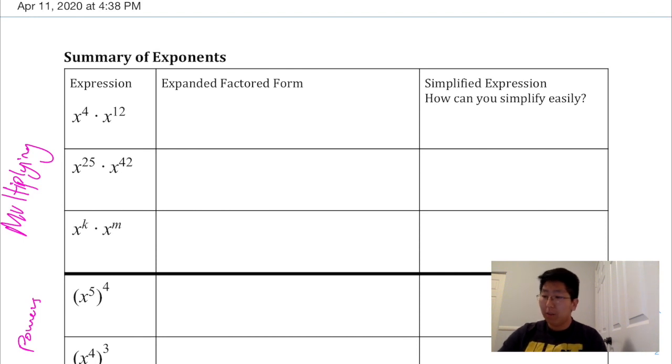So here you go. X to the, oh no, I gotta erase all that. Sorry guys, because I'm undoing all this. Okay, so here it is.